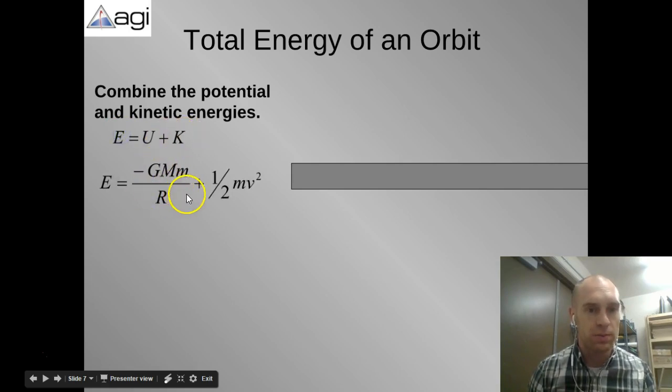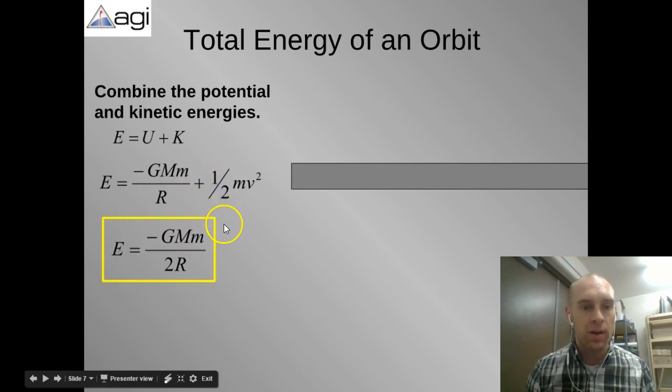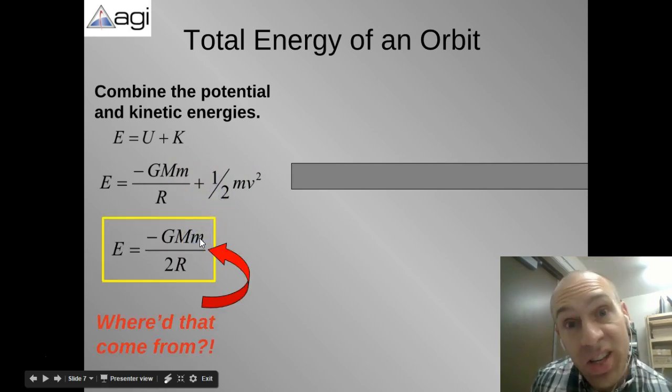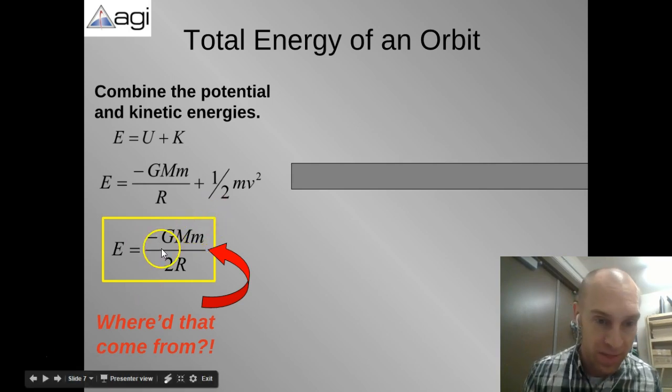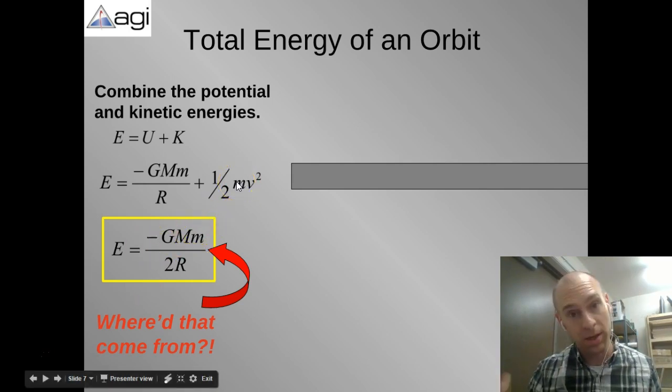Remember, this is the equation for potential. This is the equation for kinetic. And if we add these two together, we get this. What? Where'd that come from? How do you get this from this? Well, I'm going to show you.